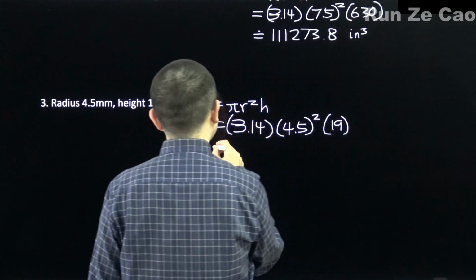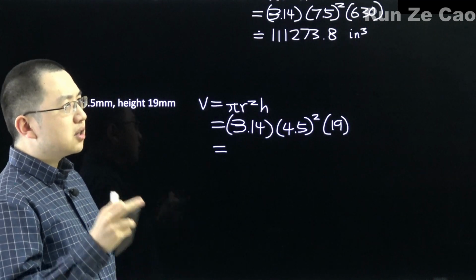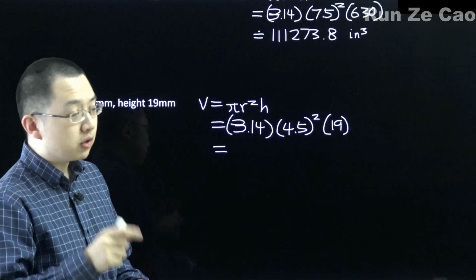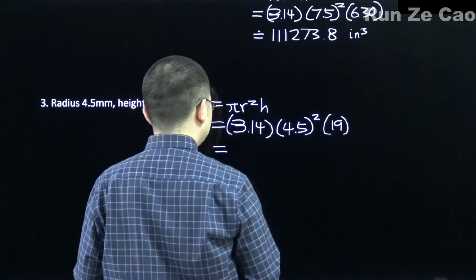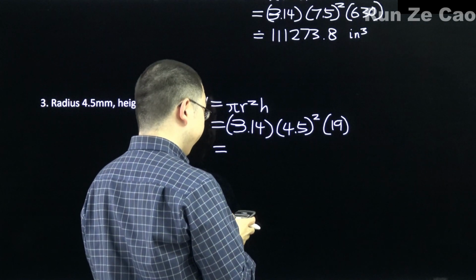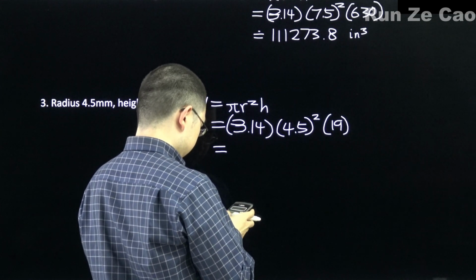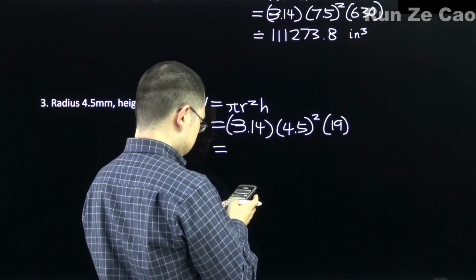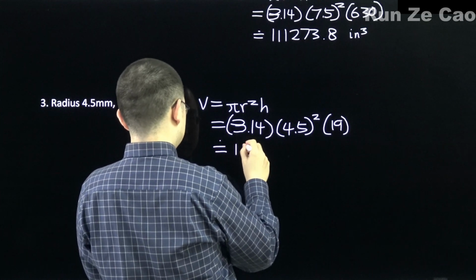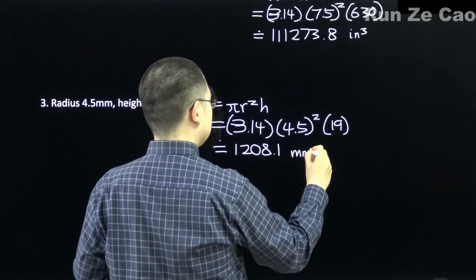Actually, depending on region, even if you're told to use an approximate value for pi, some places still favor substituting pi in as a last step. So you should make sure you know what your teachers look for. That's slightly important because they mark your stuff. Times 3.14 times 19, approximately 1208.1 millimeters cubed.